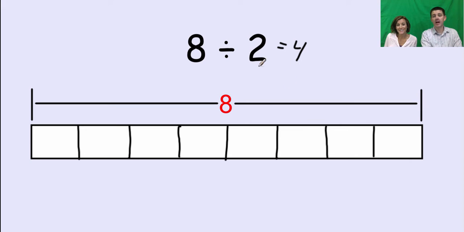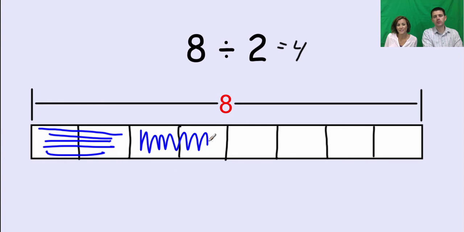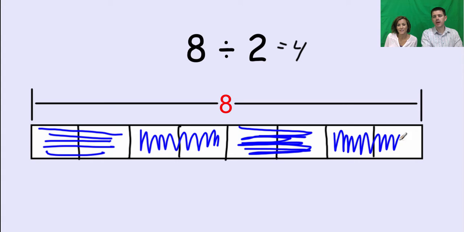And then we want to divide by 2, which basically means we want to take groups of 2. So I can use my colors or my shading to say, okay, here's one group of 2. And then here's another group of 2. And then here's another group of 2. If you have different colors with you, if you have colored pencils or markers, feel free to use the different colors. But if not, sometimes you have to get creative to make them look different.